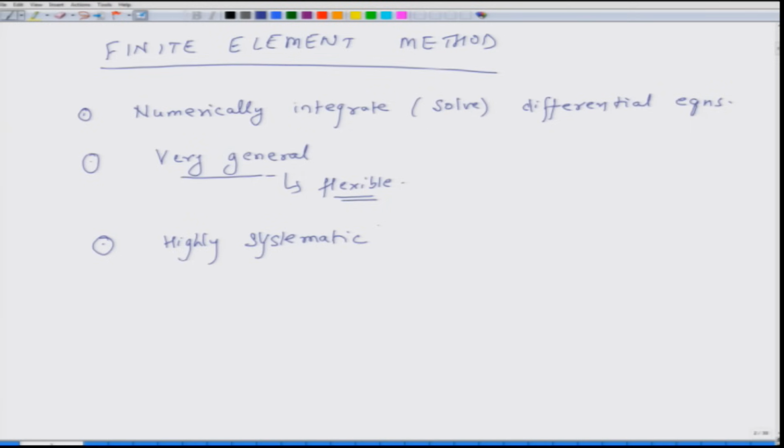It is a highly systematic and structured process. What does that mean? A lot of times when we try to solve differential equations, we make guesses, right? We guess a solution and then we try that solution by plugging it back into the equation and see whether the equation is satisfied or not.